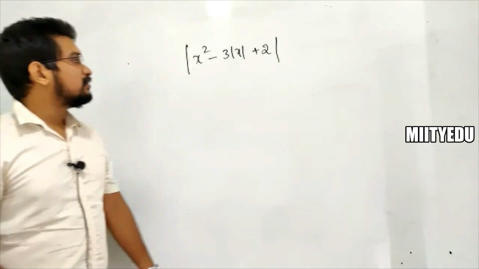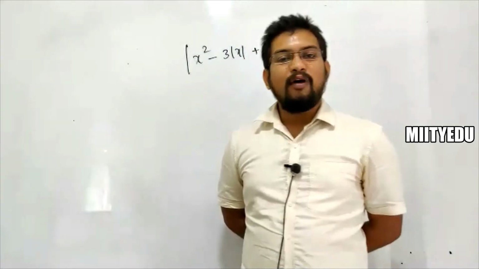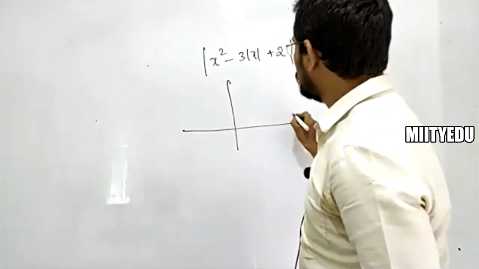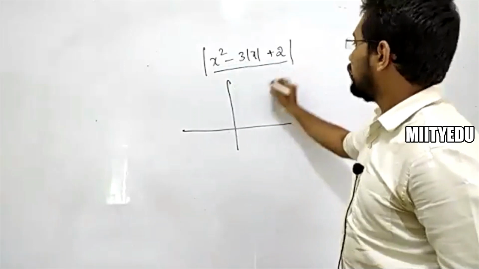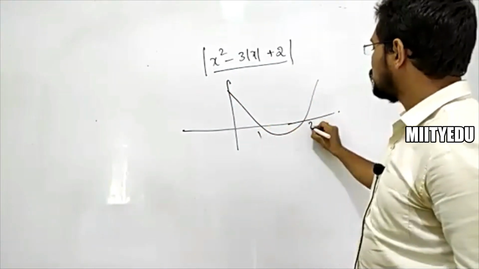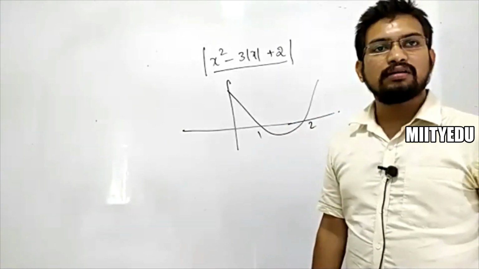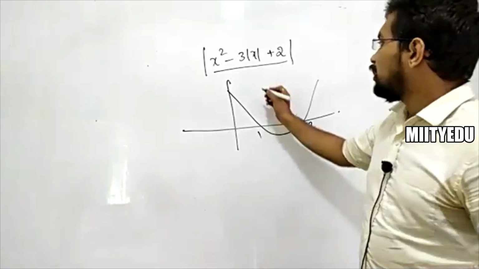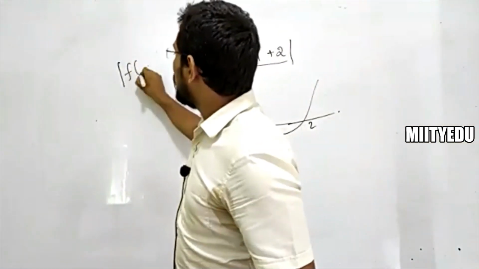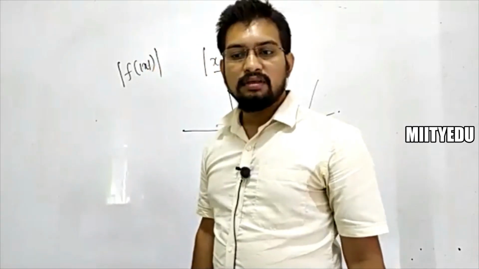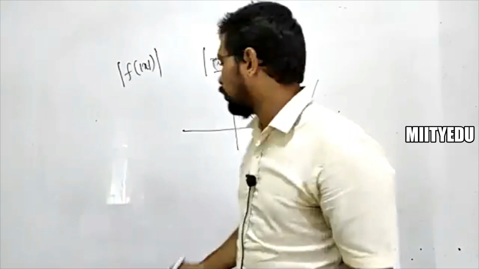Modulus of x square minus 3 mod x plus 2. What I'll do is first I'll try to draw x square minus 3x plus 2. So this is x equal to 1 and x equal to 2. This is a parabola. Now with respect to this parabola, we need to draw this, which is again of the form modulus of f of mod x.